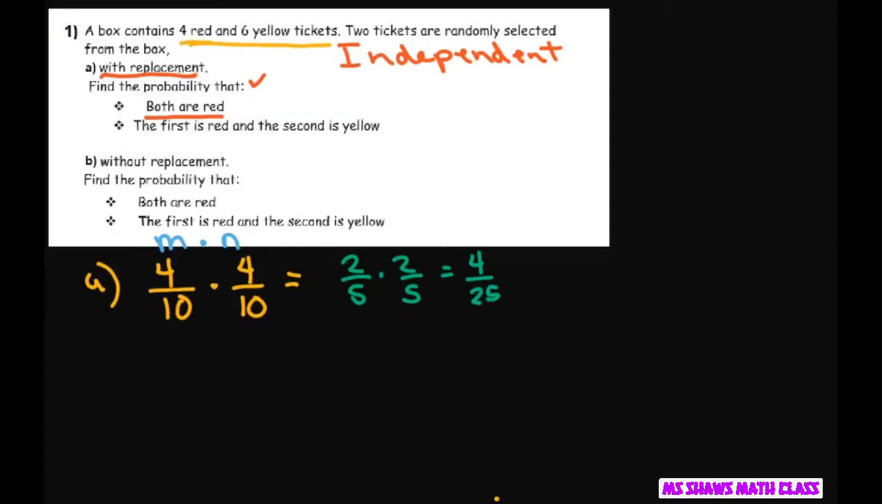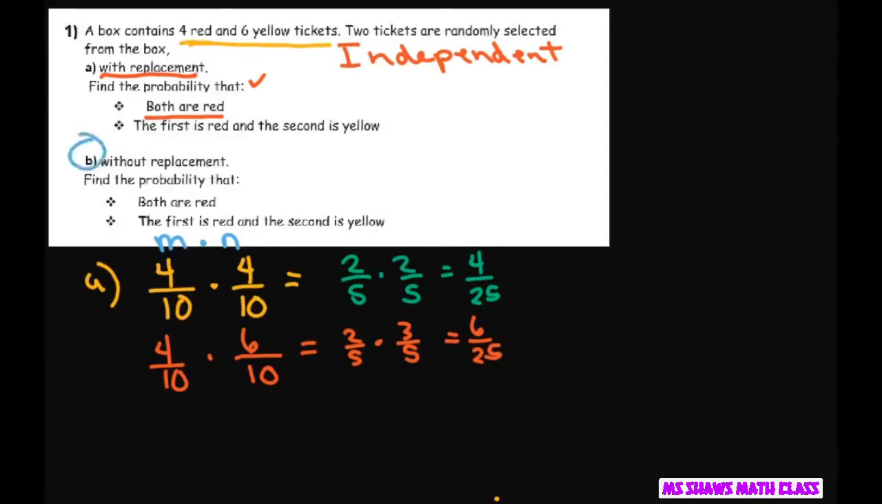Now, do the same thing for the next one. The first one is red, so that's 4 out of 10. Now, the second one is yellow. You put it back, so you still have 10 tickets, but there's 6 out of that. So when you do that, that's going to be 2/5 times 3/5. That gives you 6 divided by 25.